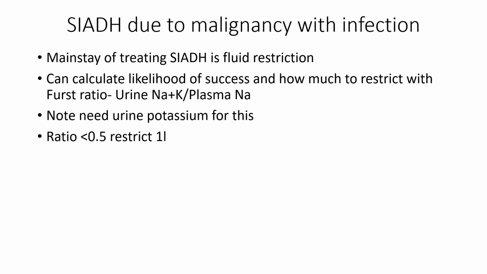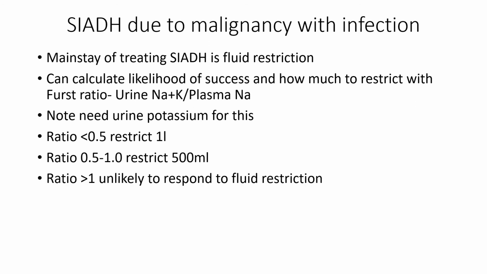If the ratio that you work out is less than 0.5, you restrict them to 1 litre per 24 hours. 0.5 to 1, 500 mils per 24 hours. If the ratio is over 1, they're unlikely to respond to fluid restriction. So in some ways this really is worth doing, because you can save yourself valuable inpatient bed days.